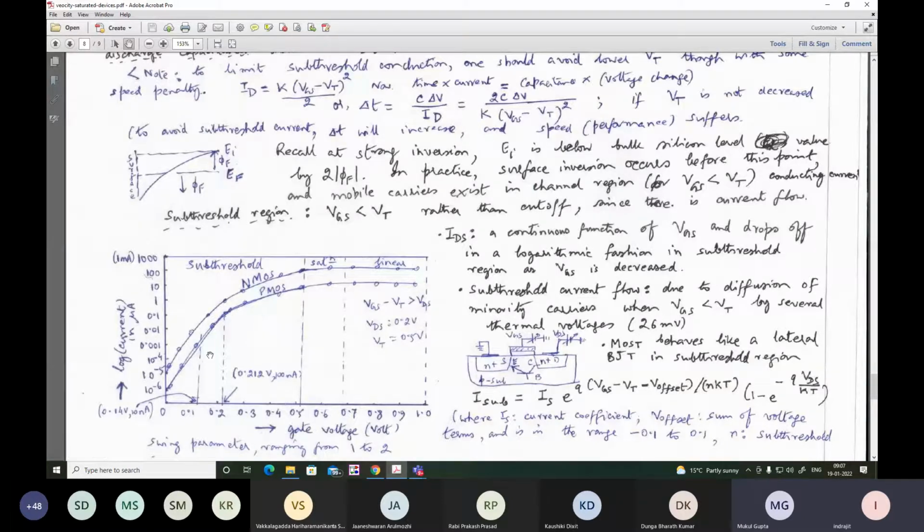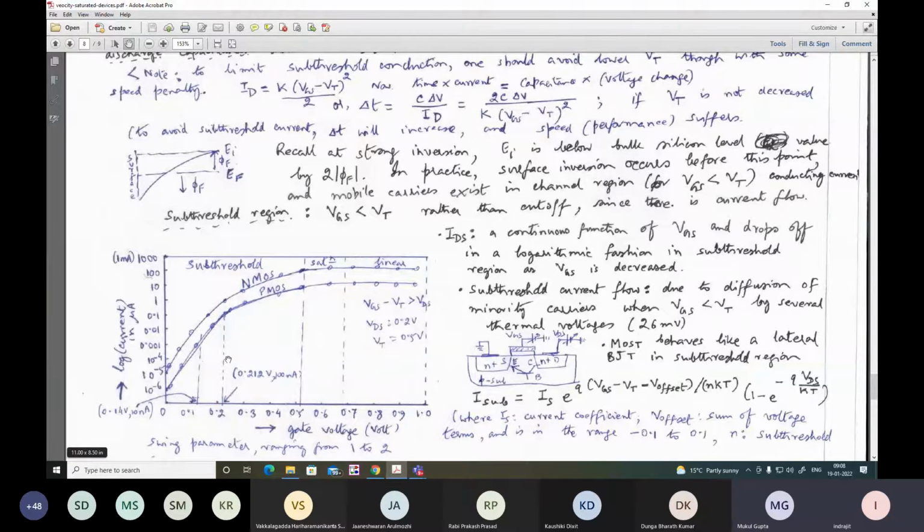So that means current is found to vary exponentially with respect to gate to source voltage, and it can be expressed mathematically in this form. The subthreshold current is given by this: IS is the current coefficient, e to the power q into (VGS minus VT minus Voff) by nKT, multiplied by (1 minus e to the power minus qVDS by kT). So here what we find is that IDS is a continuous function of VGS and drops off in a logarithmic fashion in the subthreshold region as VGS is decreased.